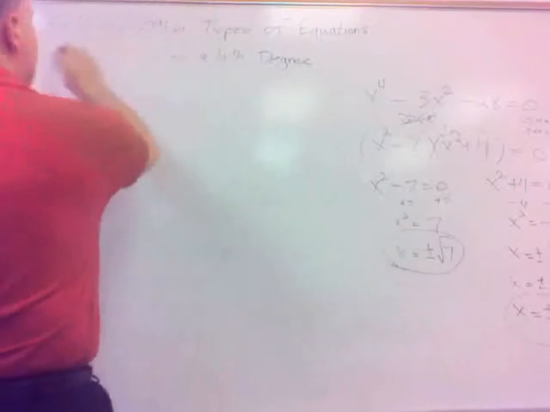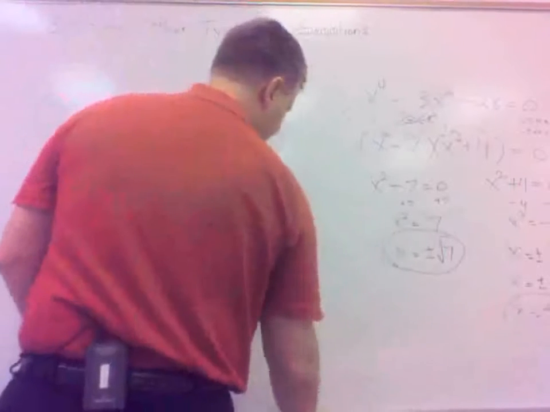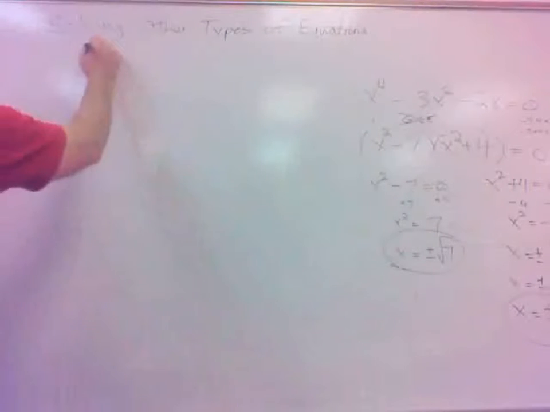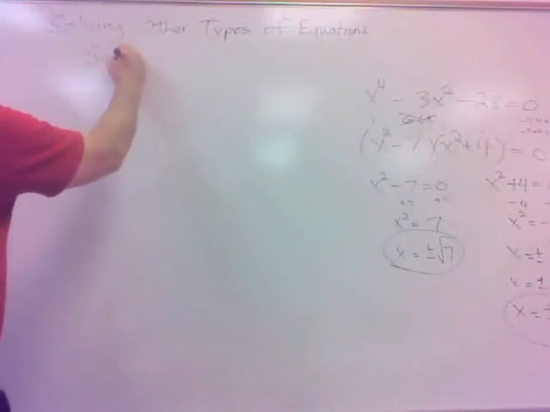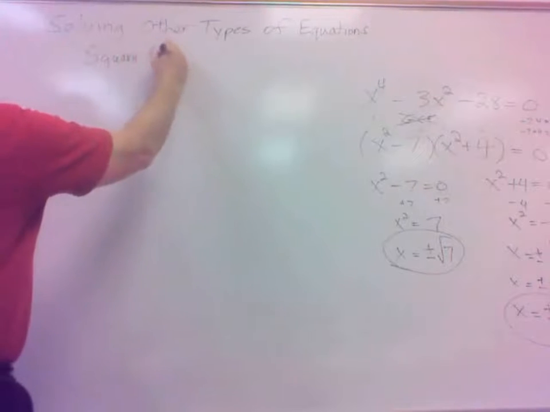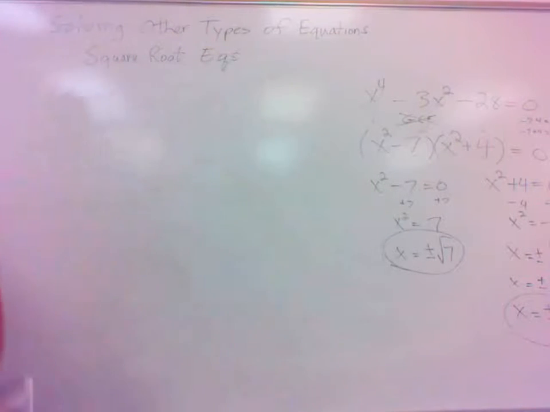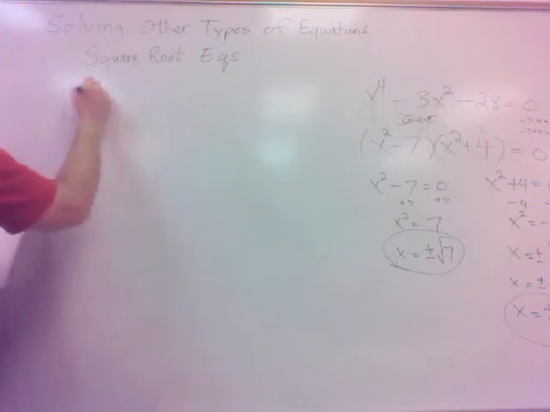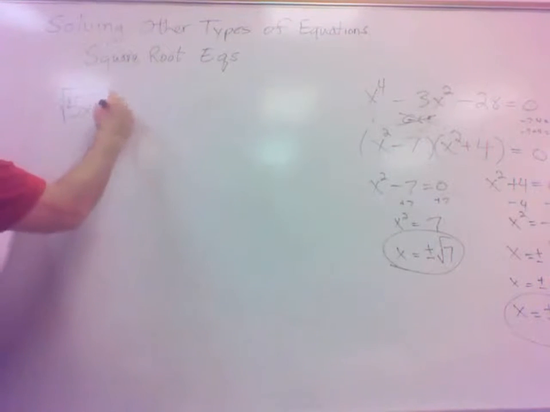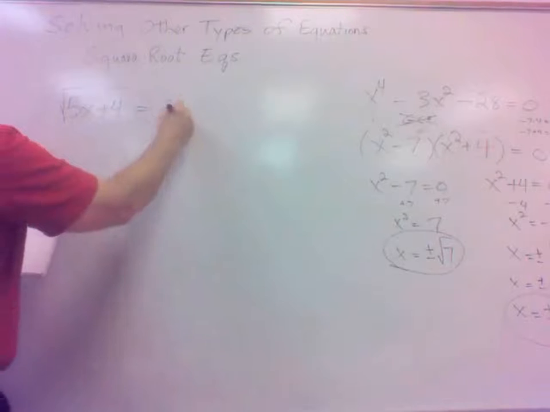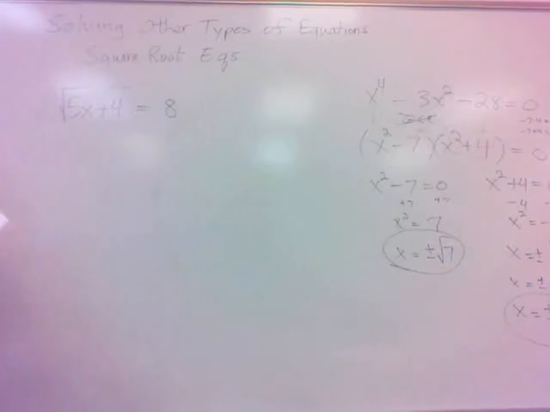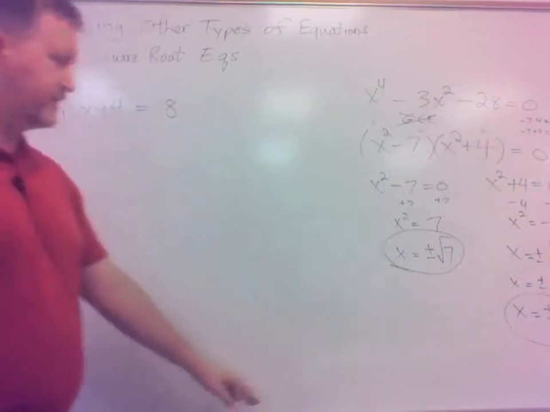Okay, so let's talk about another type of equations, square root equations. The square root of 5x plus 4 equals 8.